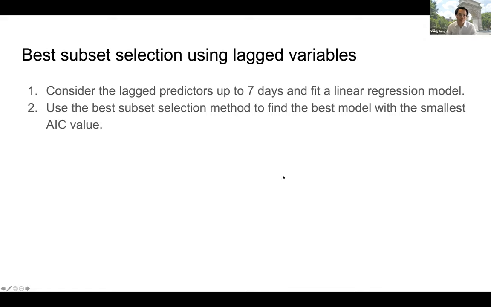So the methodology we used is so-called best subset selection using lagged variables. We know that we are dealing with time series, four time series in total. The idea is that we want to use the lagged predictors up to 7 days. This is the first step: we're going to include all the lags. Basically, we want to predict what will happen tomorrow, right? So what we have is everything that has happened until today.